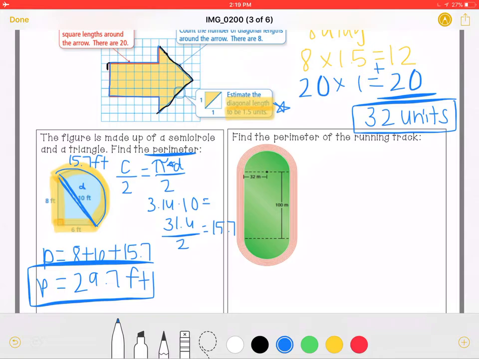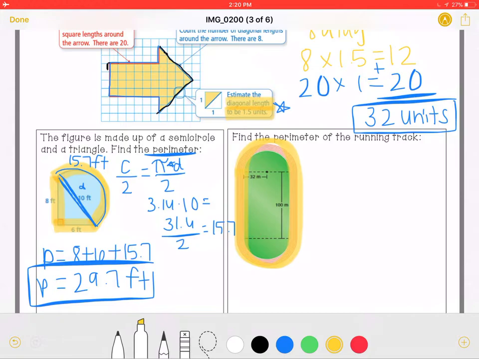All right. Let's move over to the right here. I see this track. So it says find the perimeter of the running track. Remember, perimeter, it's just the outer edges. It's like we're going to fence in this track. So I'm going to take my highlighter. I'm going to highlight. All of this is getting, per se, fenced in, or we're finding the distance around it.